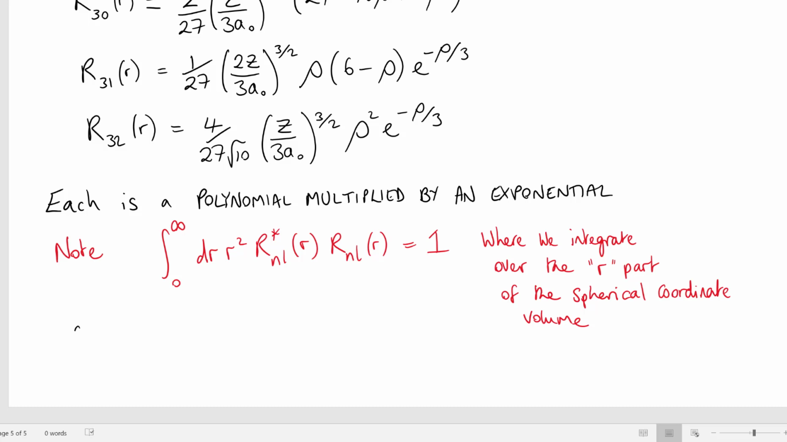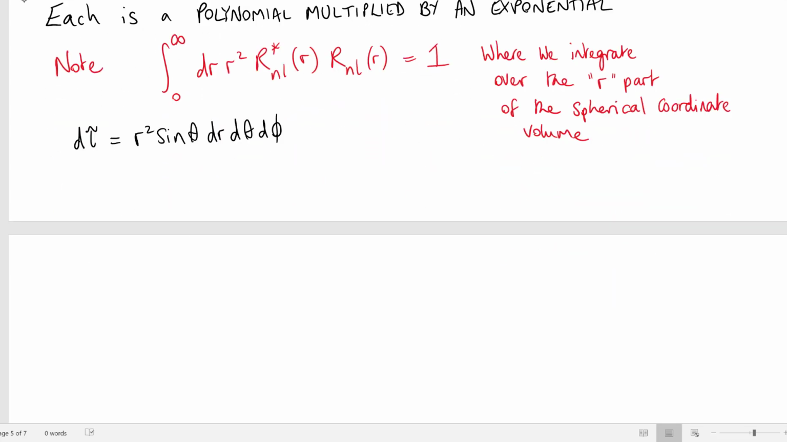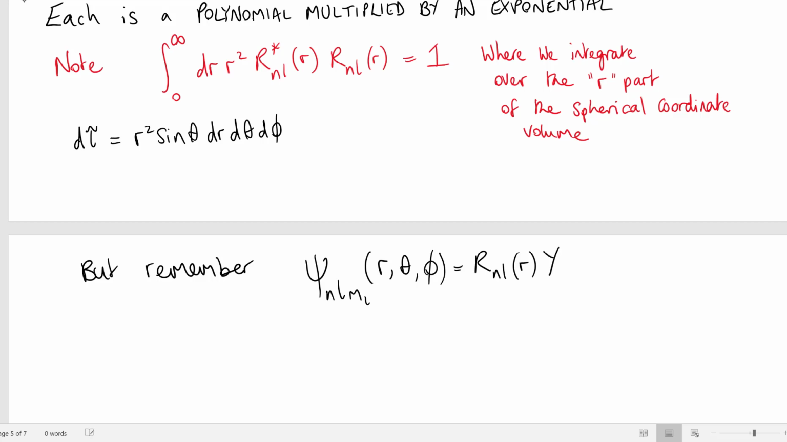Let's recognize here that our volume element d tau, if we go back to thinking about spherical coordinates and how this was set up in a previous math chapter, and again we recognize and remember that our wave function, a function of r, theta and phi, is equal to R sub nl times Y sub l, with the label m sub l. Those were from our associated Legendre functions.